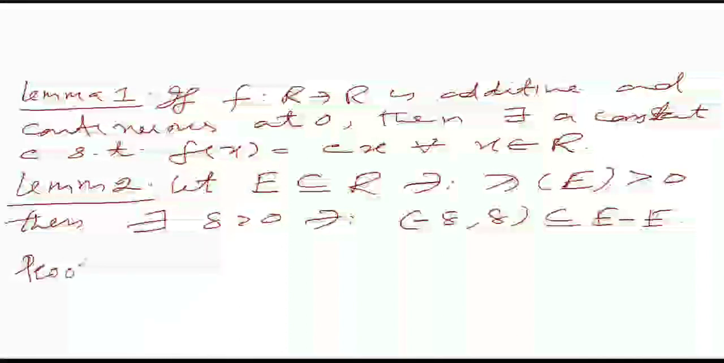Proof. First, we show that f is continuous at 0. Then by lemma 1, there exists a constant C such that f of x is equal to C times x. We also see that if it is continuous at 0, then it is continuous at every point because of the additive nature of the function f. First we make use of lemma 2, then we use lemma 1. So let's write the proof of the theorem.